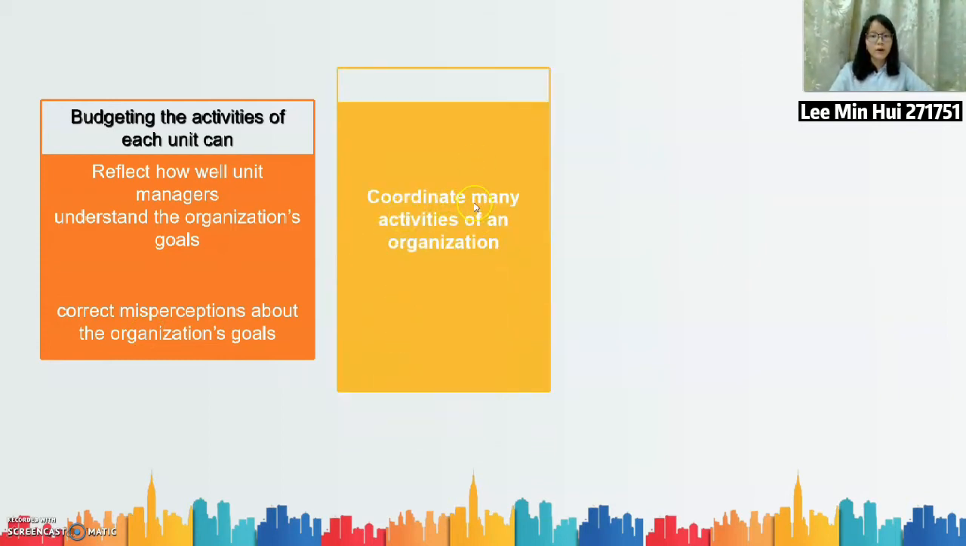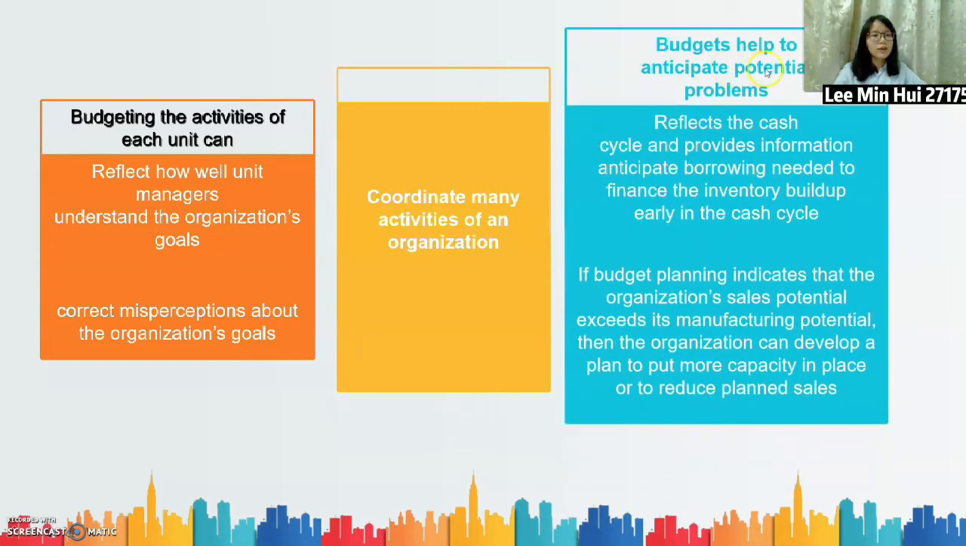Budgeting also serves to coordinate many activities of an organization. Budgeting also helps to anticipate potential problems. It reflects the cash cycle and provides information to anticipate borrowing needed to finance the inventory build-up early in the cash cycle. So, if the budget planning indicates that the organization's sales potential exceeds its manufacturing potential, then the organization can develop a plan to put more capacity in place or to reduce the planned sales.